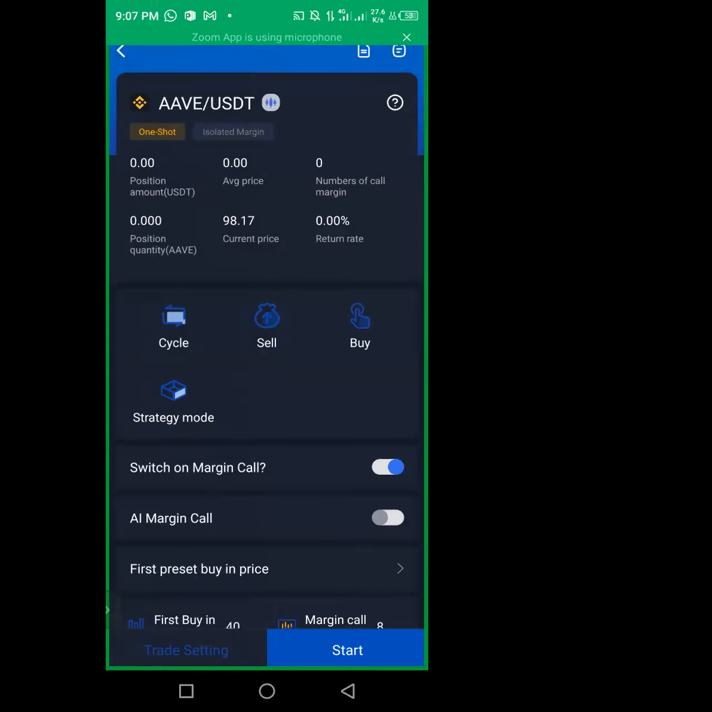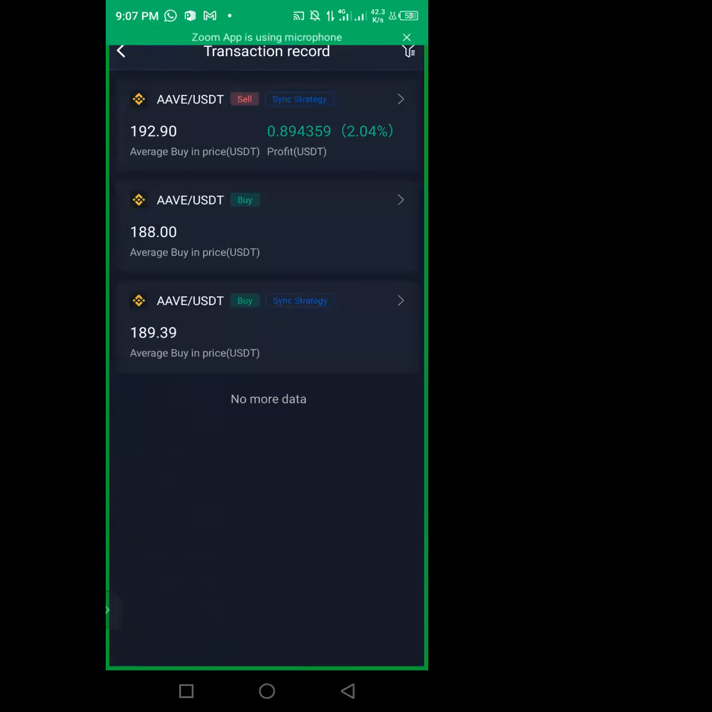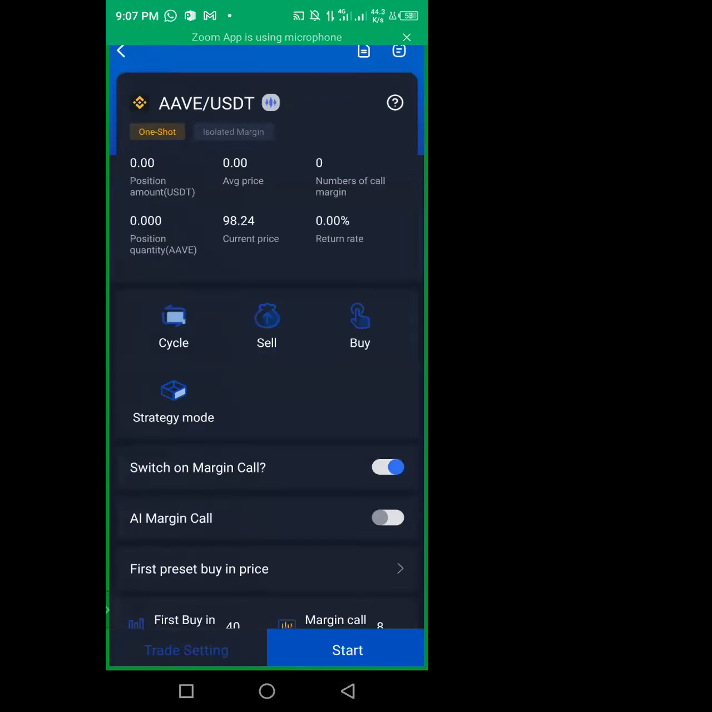So on the other side, the other icon at the top right, this one is the transaction record. This is where you see records of the buy, the sell, the percentage. Okay, so now this one shot means, you can see here, the whole cycle. If I click on the cycle, this top changes to cycle. If I click on this one shot again, it turns to one shot.